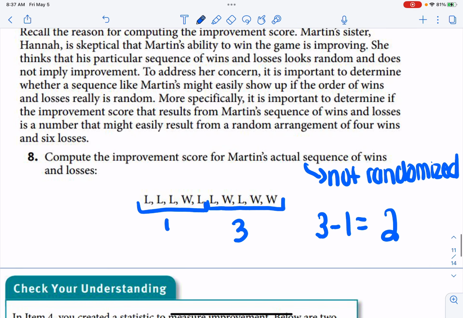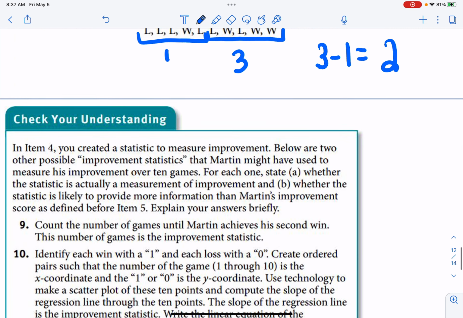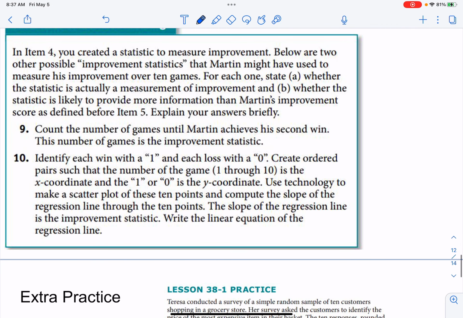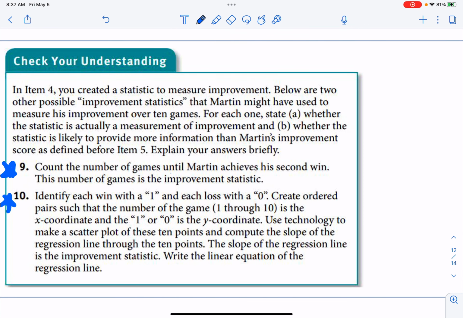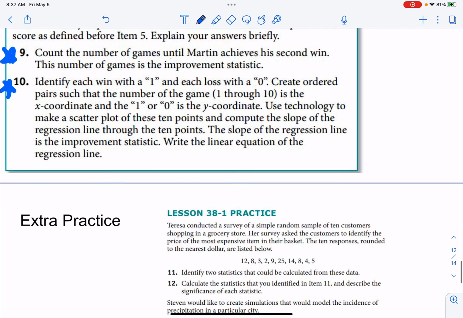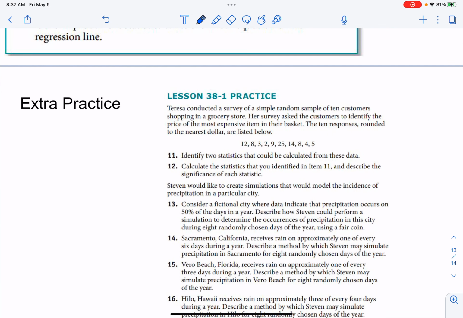All right, any questions? If you have any questions on any of this stuff, it's just basically improvement scores and figuring out how to calculate that. Here's what we're going to do: for Monday, after the quiz, when you have time, I want you to do 9 and 10, and I'll give you 5 points for doing this, just to make sure that you understand. But yeah, I think that's pretty much the lesson. It's really quick. If you would like extra practice, it's 38.1. You can look at it throughout the weekend.